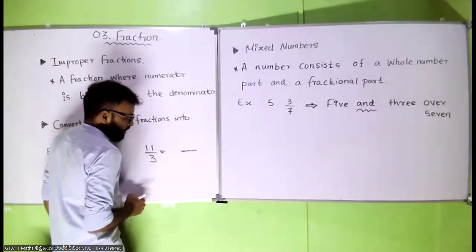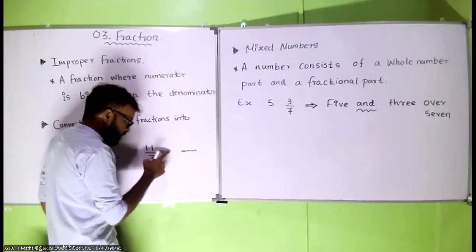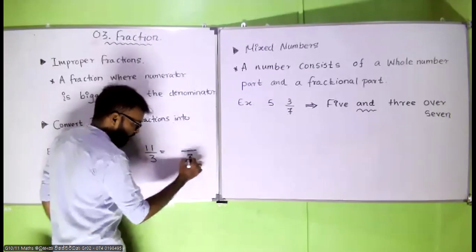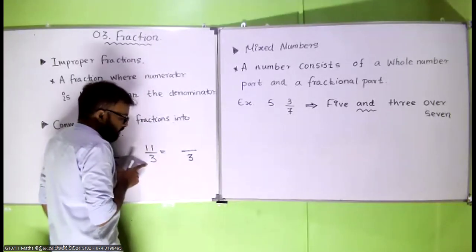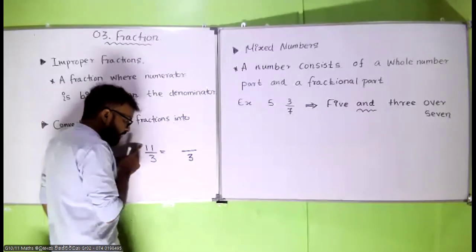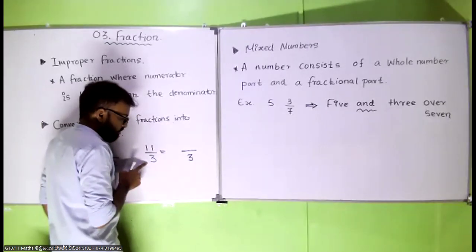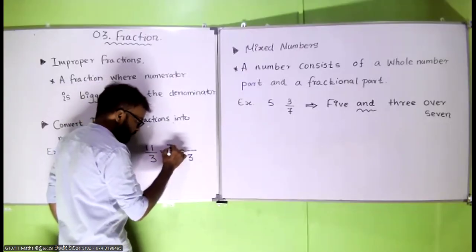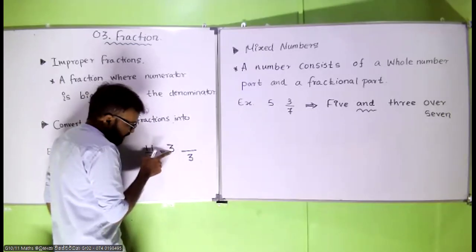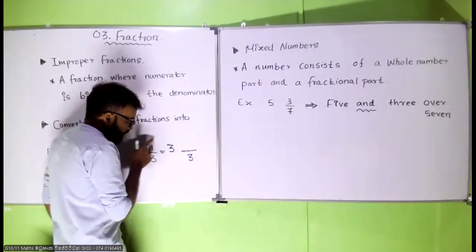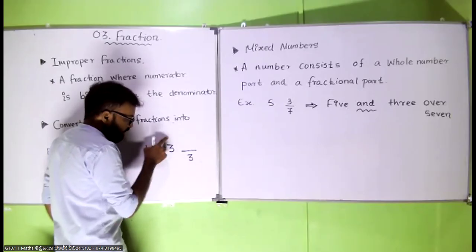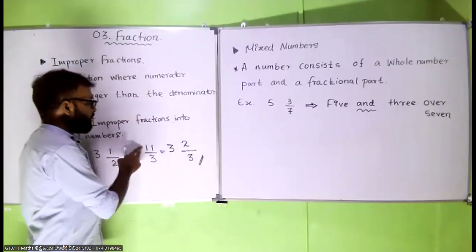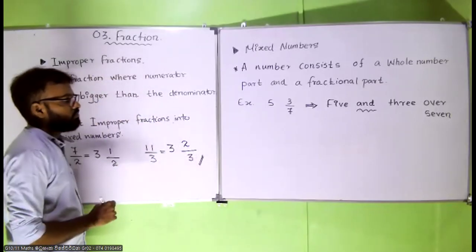Here, this is the fractional part and we are going to fill this whole number part and also the denominator, which you know is 3. 11 divided by 3. 11 over 3, 11 upon 3, whatever. How many 3s are there for 11? 3 times 3, 9. How many should be added in order to get 11? 3 times 3, 9, 9 plus 2, 11. So this is the way you are going to convert an improper fraction into a mixed number.